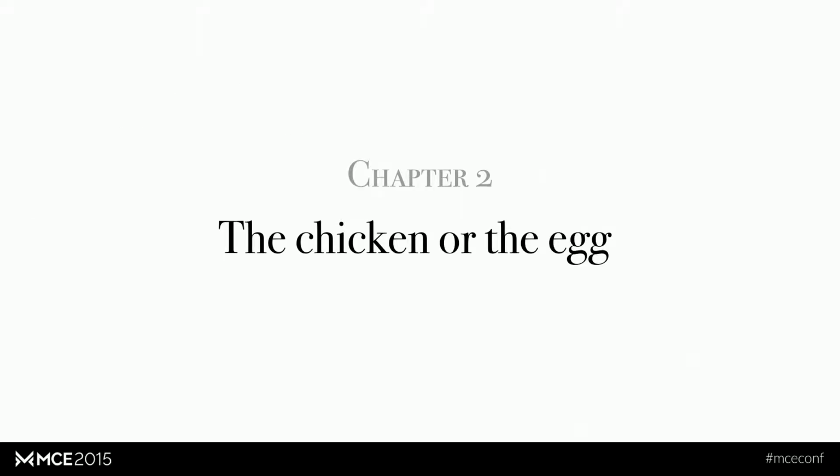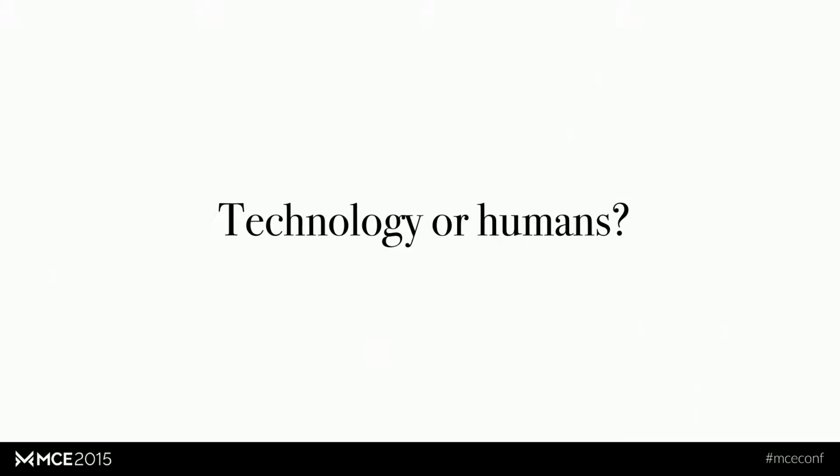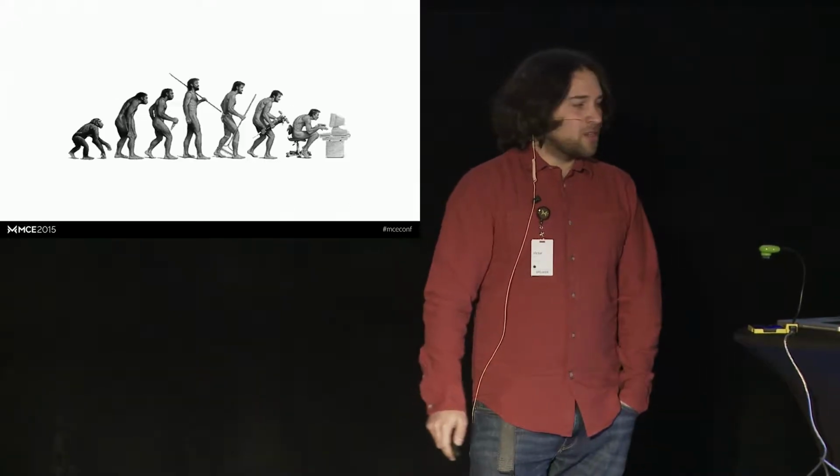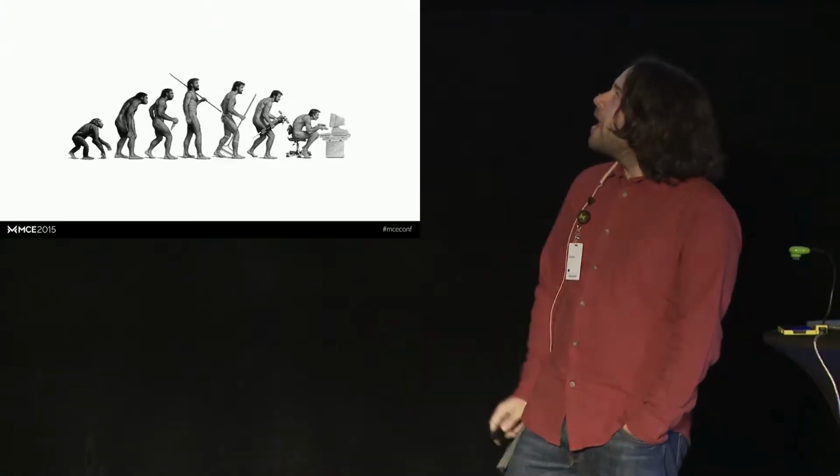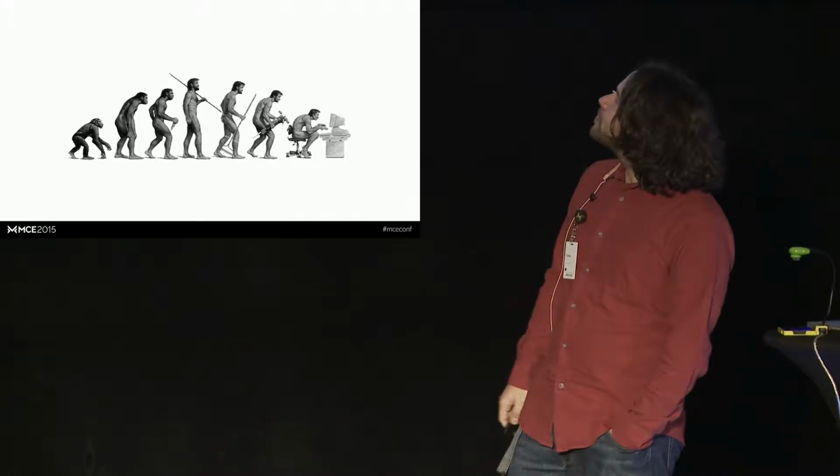So chapter 2 is the chicken or the egg. Or I would say, technology or humans. This is the normal evolution picture that you can find on the internet right now. I think it's pretty accurate.